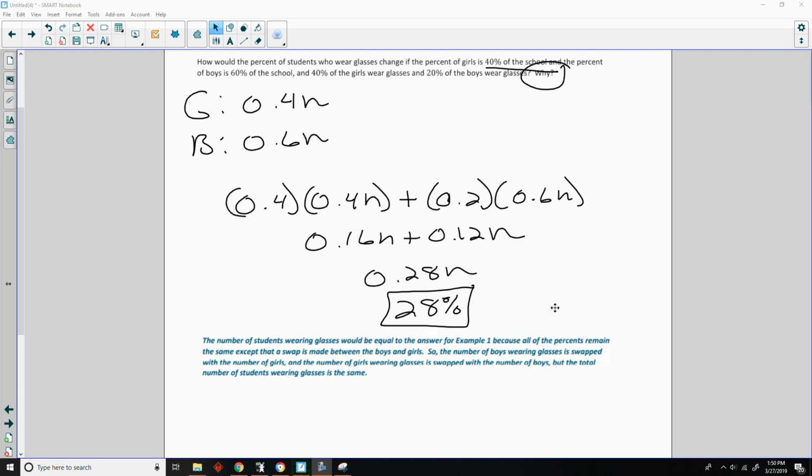Okay, so here's the why. The number of students wearing glasses would be equal to the answer, for example, 1, because all of the percents remain the same except that a swap is made between the boys and girls. So the number of boys wearing glasses is swapped with the number of girls, and the number of girls wearing glasses is swapped with the number of boys. But the total number of students wearing glasses is the same because multiplication and addition are commutative.